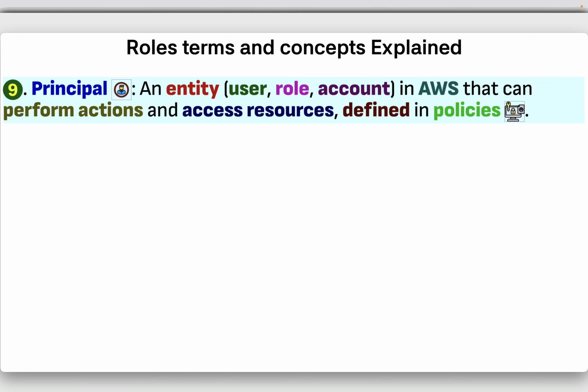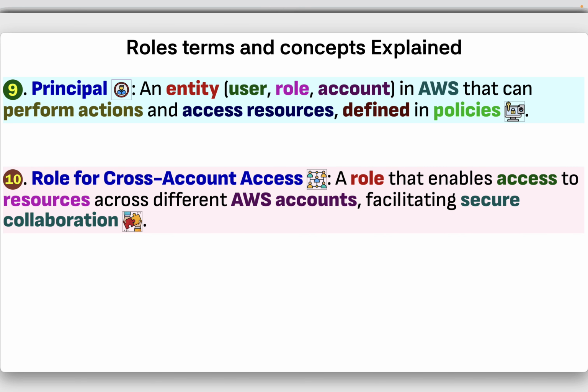Principal. I already talked about it, but this is a bit related to this topic. It is an entity, which can be a user, role or account in AWS, that can perform actions and access resources defined in policies. Role for cross-account access, a role that enables access to resources across different AWS accounts, facilitating secure collaboration.